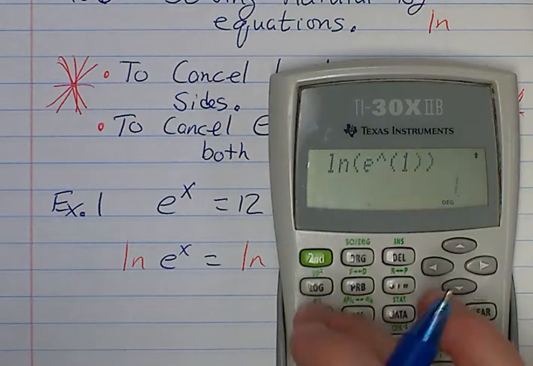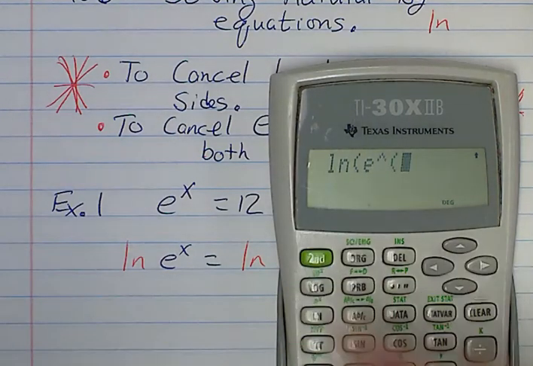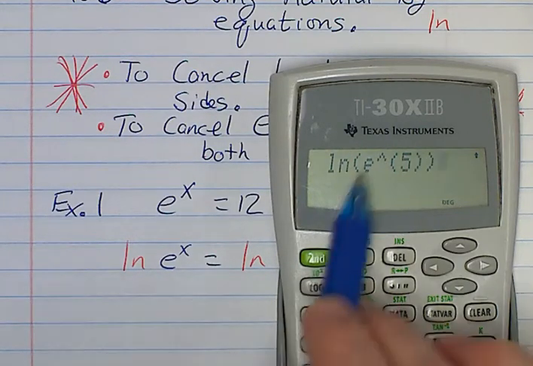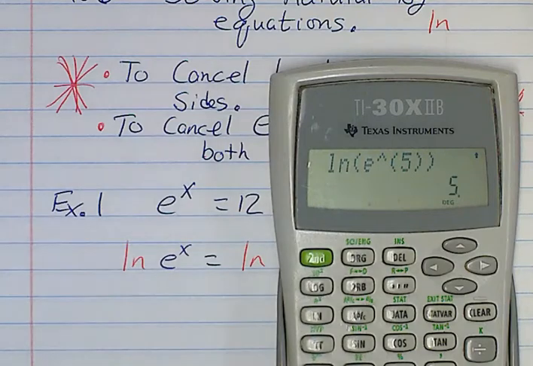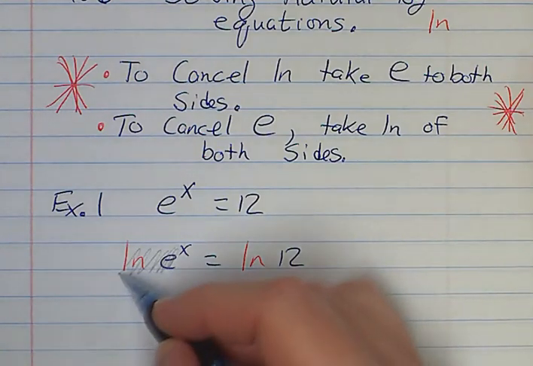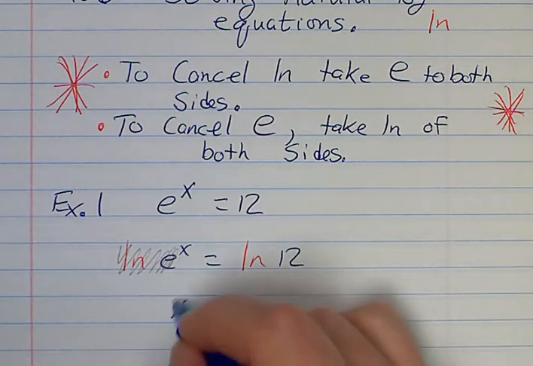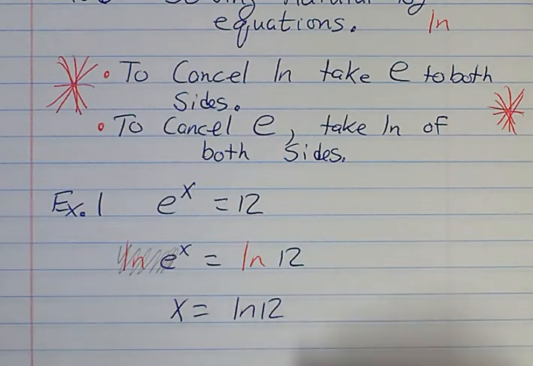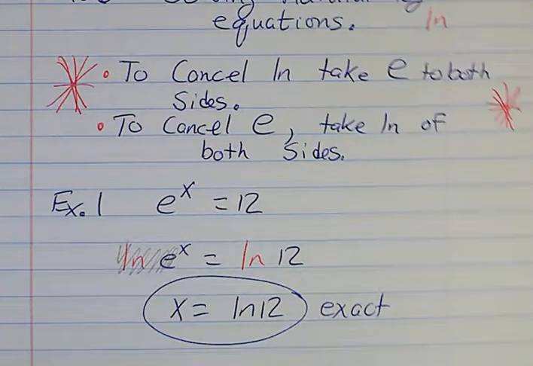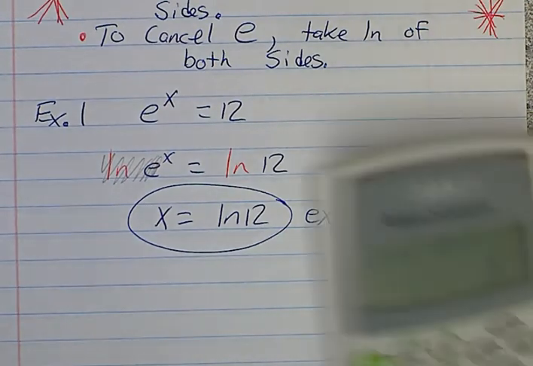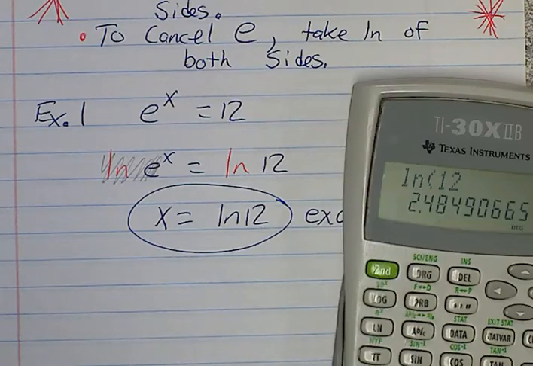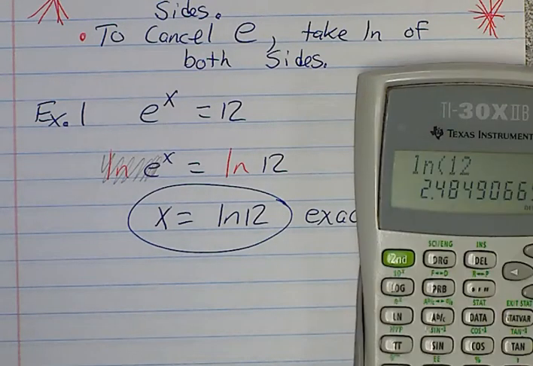So if we did ln of e to the 5th power, the ln and e are going to cancel each other out, and you're going to get just a 5. So if we do the ln and e together, they knock each other out, and you just get x by itself. If they ask for an exact answer, that would be your exact answer. If they ask for a rounded answer, that's where you're going to use your calculator, do ln of 12. That is 2.485 if we round it off to 3 decimal places.